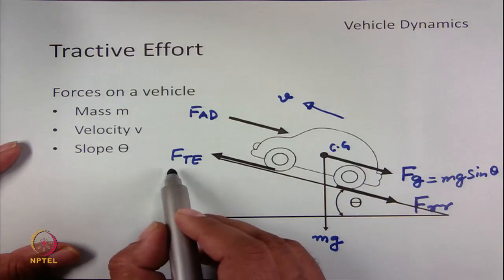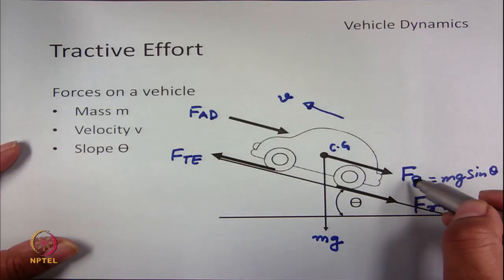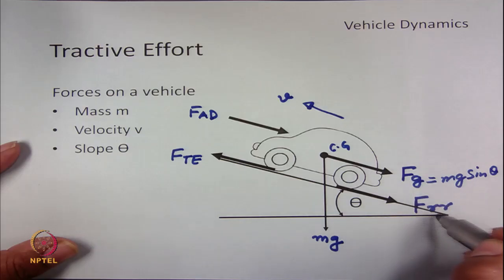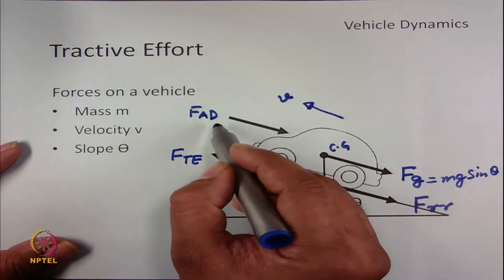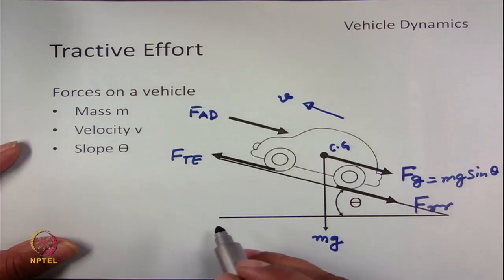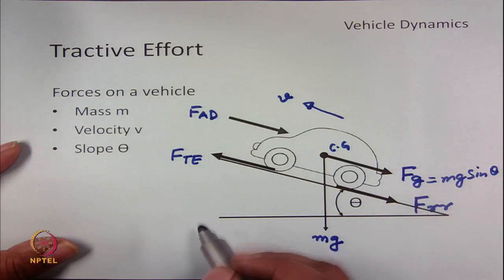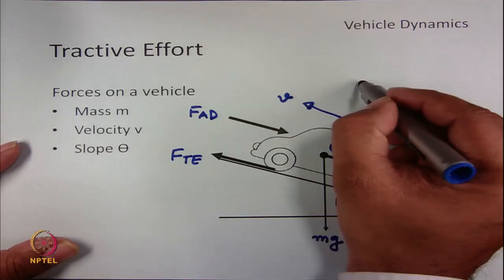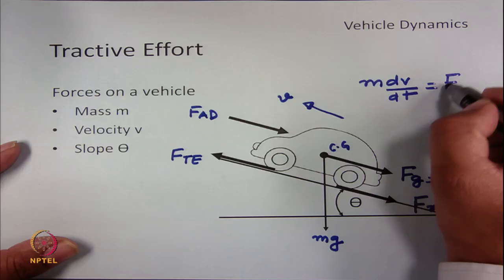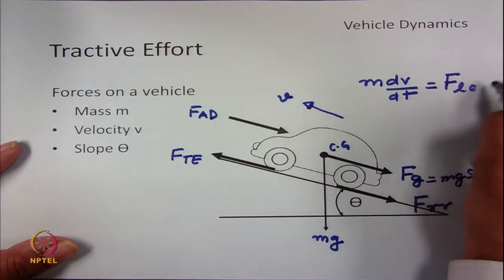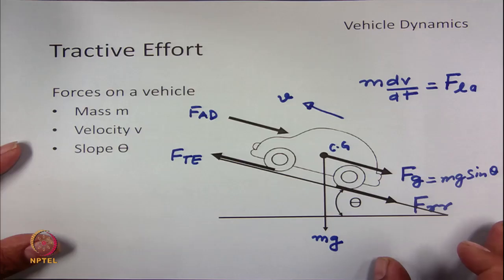So, this tractive effort F_TE has to support all these forces, that is F_g, which is force due to gradient, F_RR, which is force due to rolling resistance, F_AD, which is force due to aerodynamic drag, and also acceleration if there is a change in vehicle speed. So, this will be m into dV by dt, which is basically force due to linear acceleration. So, let us try to understand these forces slightly in more detail.